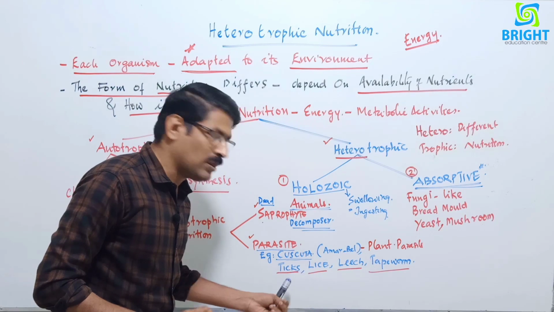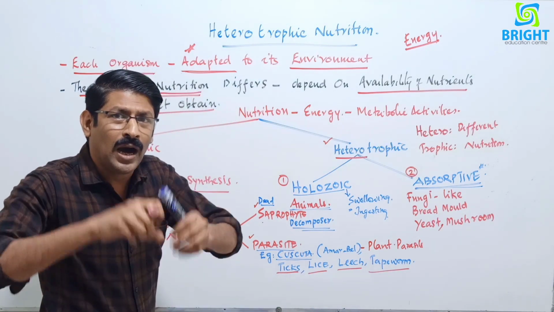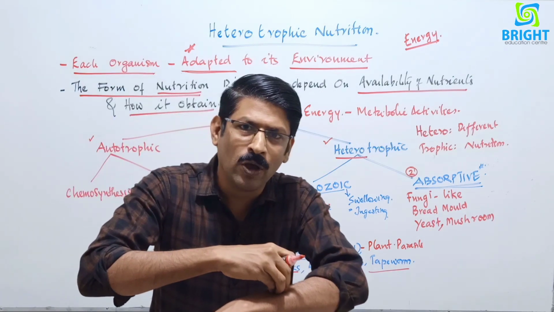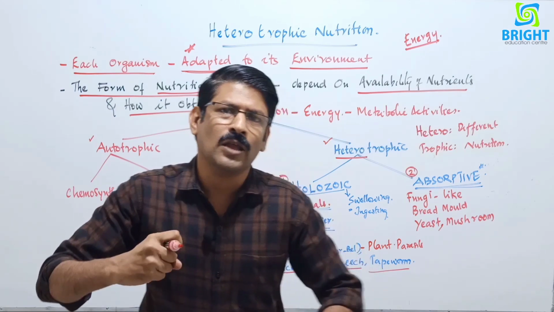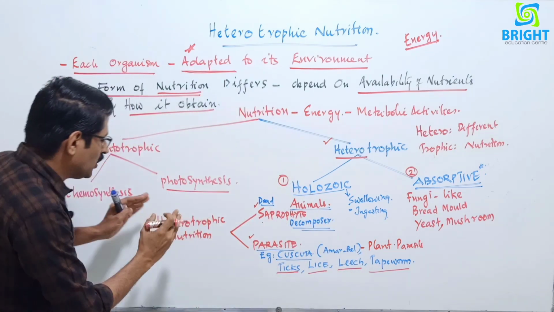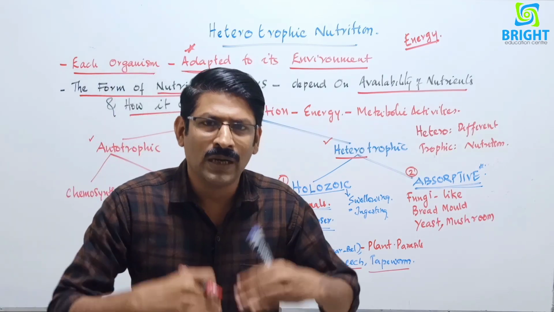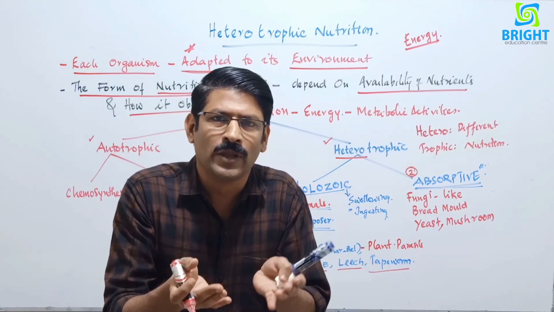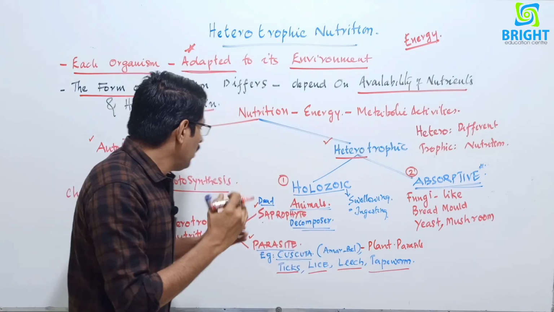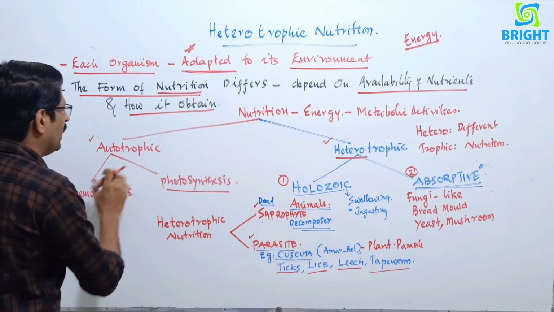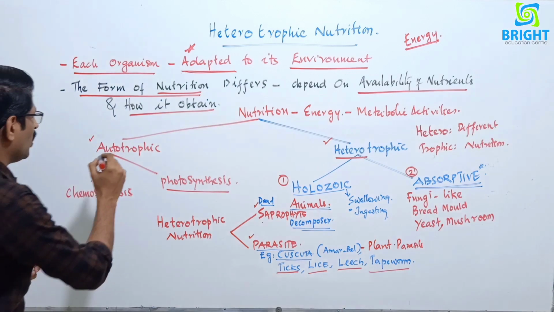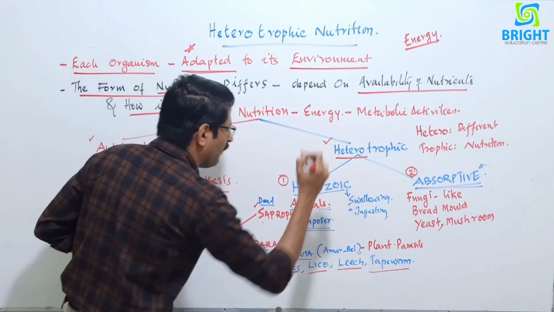And lice and ticks belong to Arthropoda. They are living on the body of another organism and they are taking the nutrients. So in the heterotrophic mode of nutrition, they depend on another organism for their nutrition. So here the nutrition can be divided into two types: one is autotrophic mode of nutrition and the other is heterotrophic mode of nutrition.